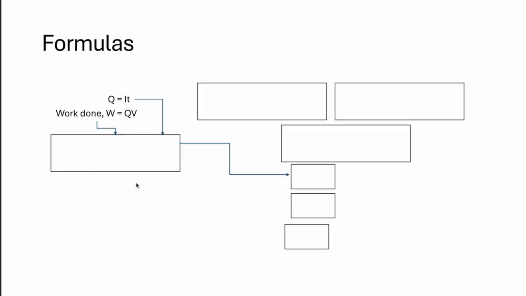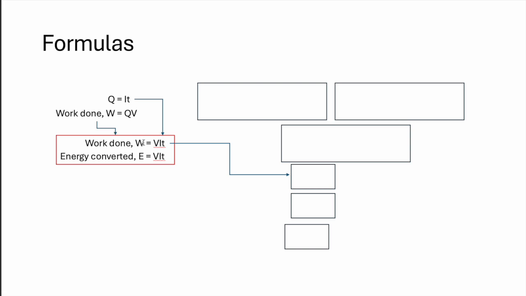Firstly, we have formulas. We already learned Q equals It, and then combining with QV equals W, Queen Victoria. Remember your earlier formulas? You can check them out in the earlier videos. Combining them together, you will get W equals VIt, where work done equals volt times current times time. Sometimes work done is also rephrased as energy expended or energy converted. So E can also equal V times I times T. I call this the vitamin E formula.